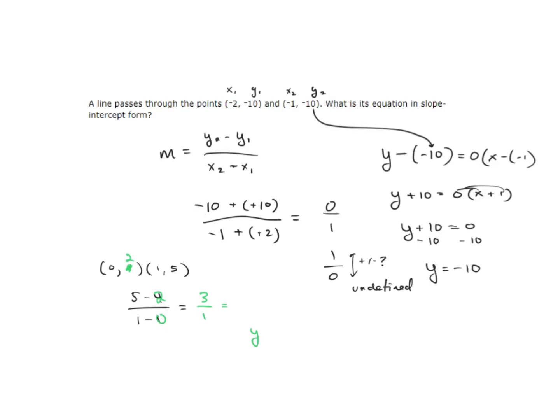So then you would have, now again, I like to use this coordinate with the 0 in it because it makes my distribution easier. Y minus 2 is equal to, I can just call this 3 or 3 over 1, x minus 0, and I end up y minus 2 is equal to 3x, add the 2, y is equal to 3x plus 2.